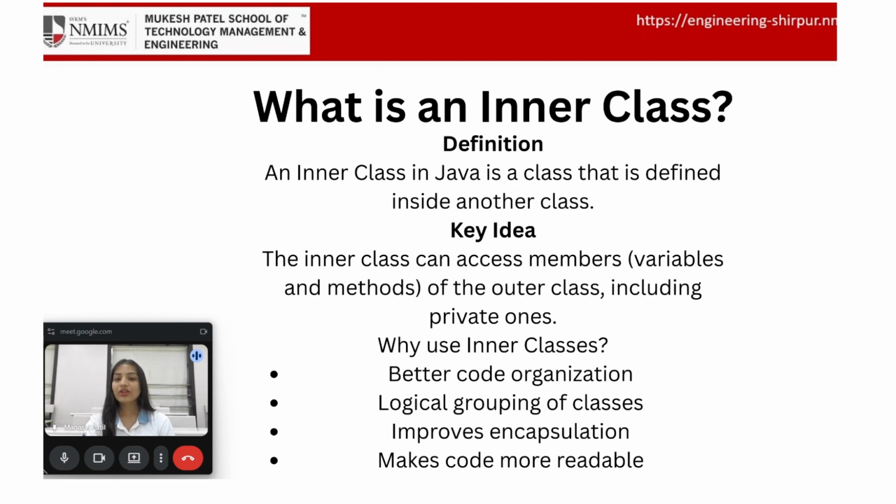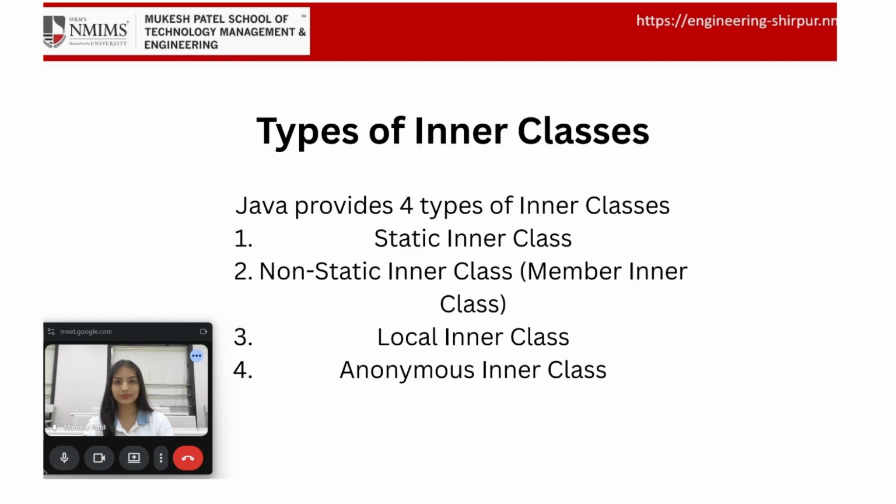Now the question is, why do we need inner classes? There are mainly three reasons. First one is for better code organization. When a class is only used by another class, placing it inside the outer class keeps the code organized and easier to understand. Second is for logical grouping of classes. Sometimes certain helper classes only exist to support another class. Inner classes group them logically together. Third one is for improved encapsulation. Because of these benefits, inner classes help make the Java programming language more readable, structured, and maintainable.